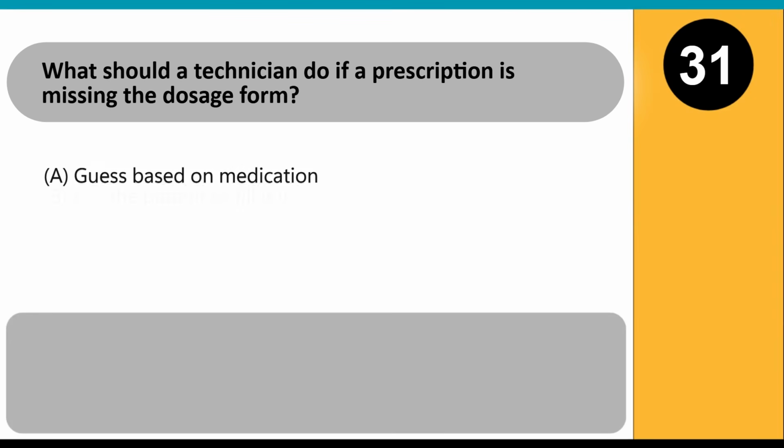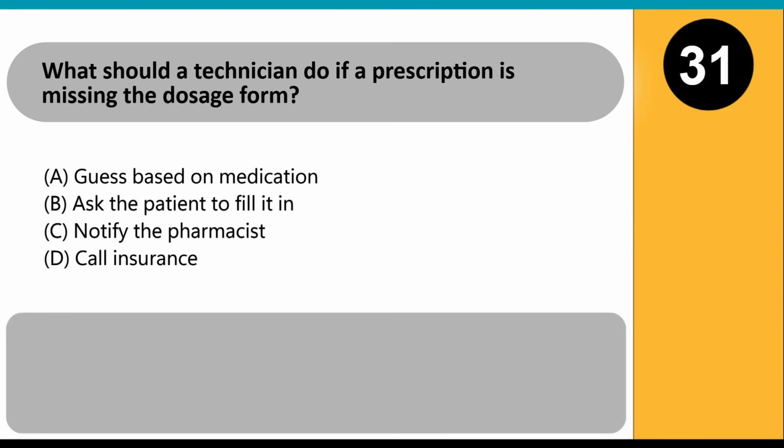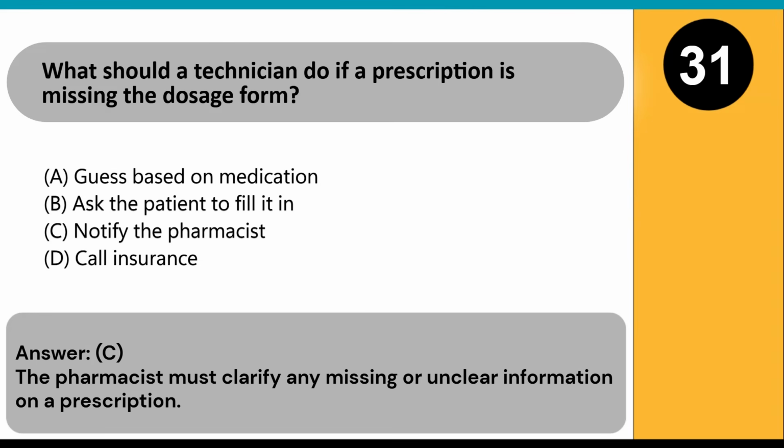What should a technician do if a prescription is missing the dosage form? A. Guess based on medication. B. Ask the patient to fill it in. C. Notify the pharmacist. D. Call insurance. Answer: C. The pharmacist must clarify any missing or unclear information on a prescription.